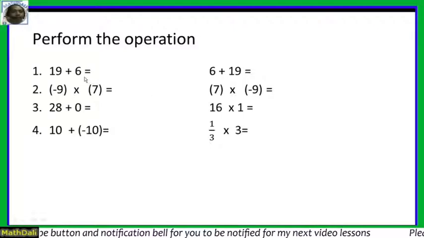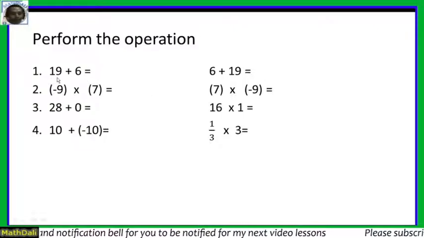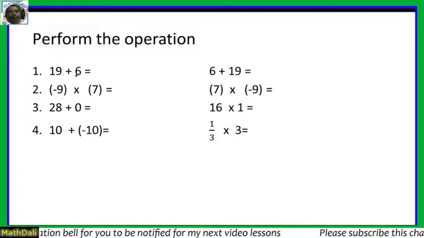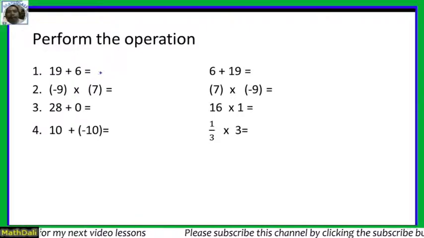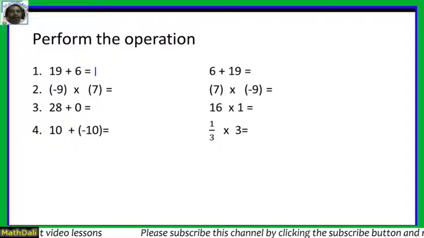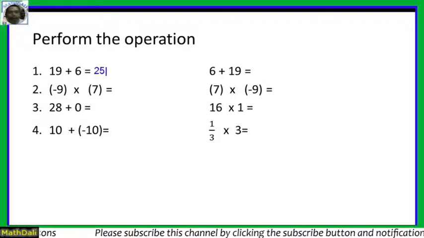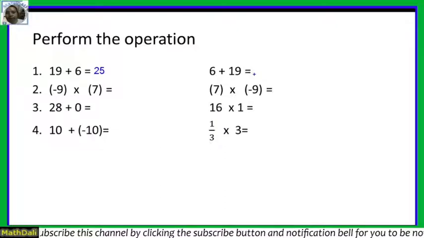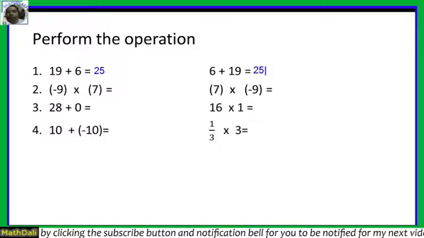Okay, so sagutan na natin to. Number 1, we have 19 plus 6. So, pag nag-add tayo ng integers, pagka parehas yung sign, add lang ninyo, then copy the sign. So, lagyan na natin dito yung sagot. 19 plus 6, that is equal to 25. And dito naman, 6 plus 19, that is equal to 25. Parehas pa rin po kasi nagkapalit lang sila ng pwesto.